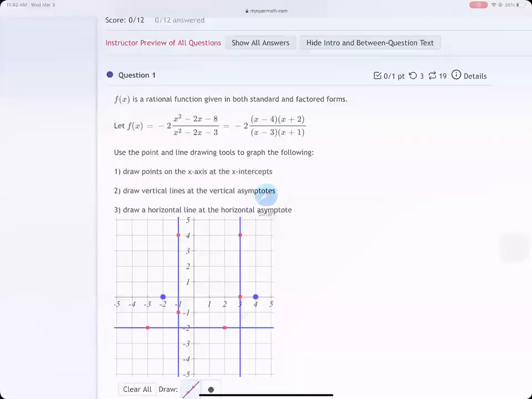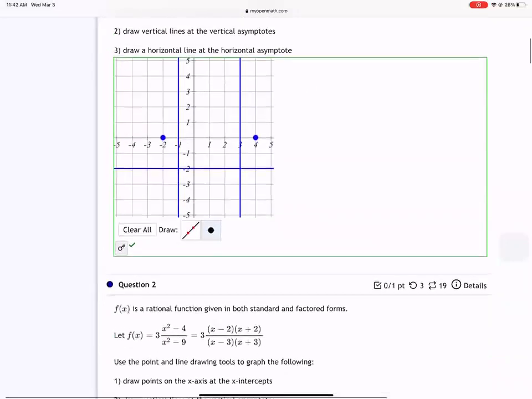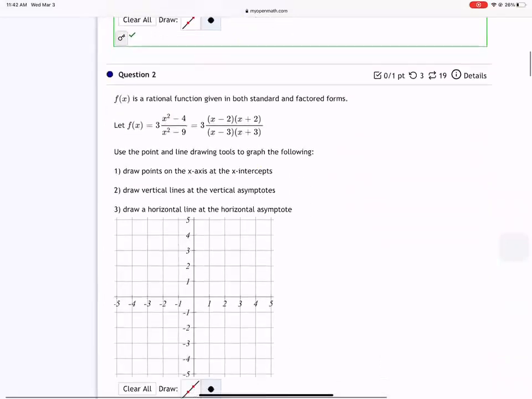Okay, let's do another problem. And let's go ahead and submit the question. Yep, I got that one right. Yay. Now let's do the same thing for the next problem.